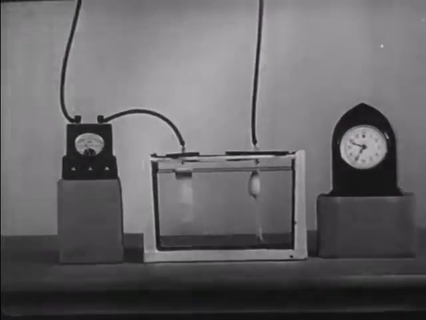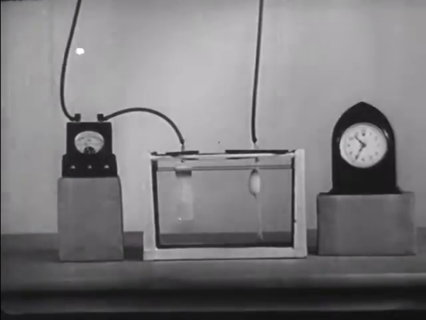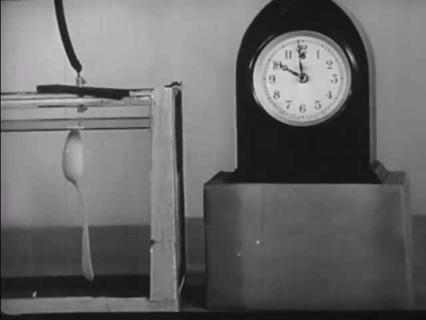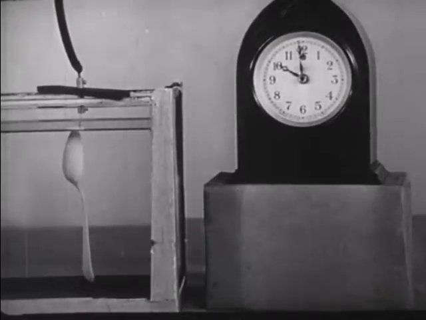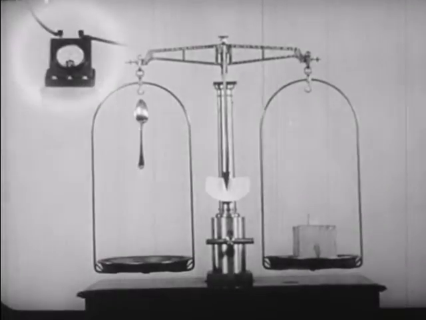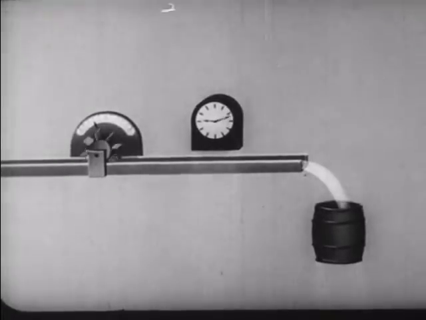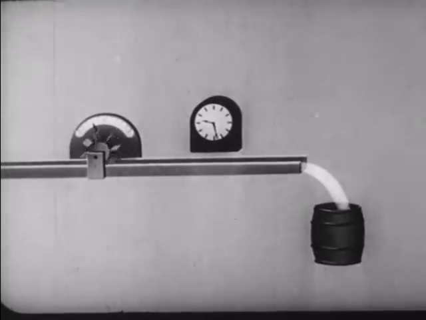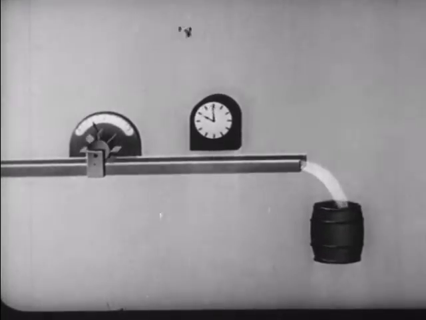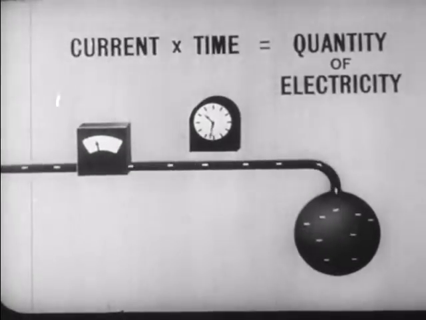Then we make the spoon the negative electrode in this solution of silver nitrate, through which an electric current is passing. We measure the current with an ammeter and the time with a clock. The amount of silver deposited during this time, represented by this additional counterweight, depends on the product of the current by the time. Just as in flowing water, the total quantity of water is the product of the rate of flow by the time of flow, so in the case of electricity, the product of current by time measures the total quantity of electricity.